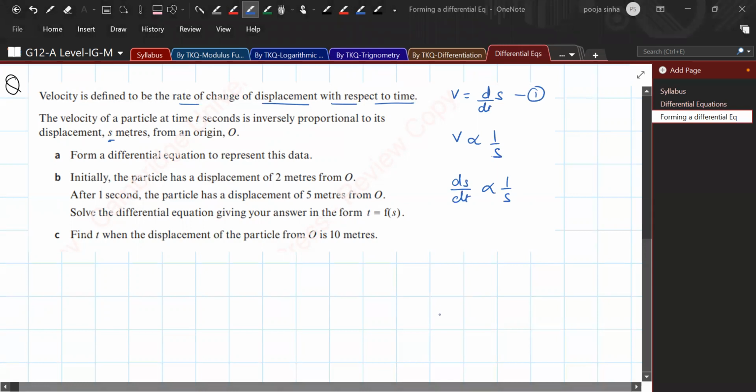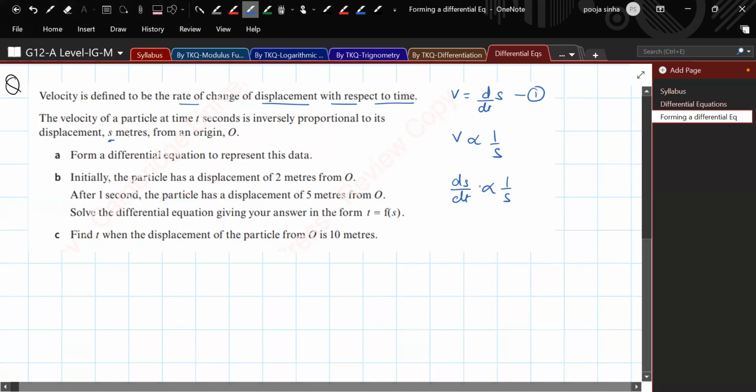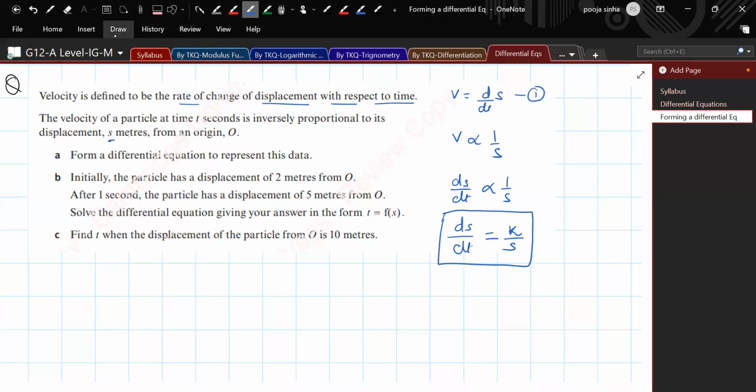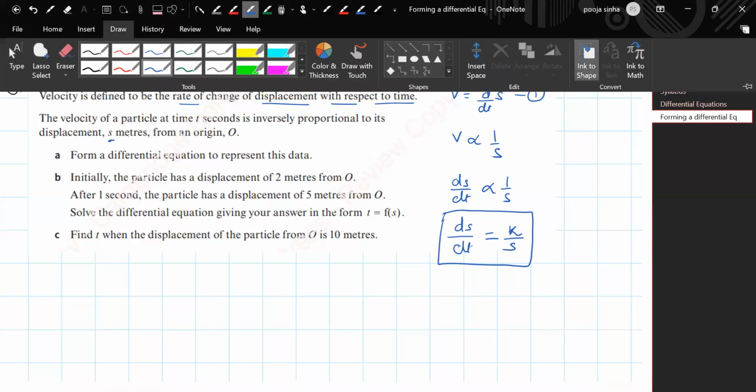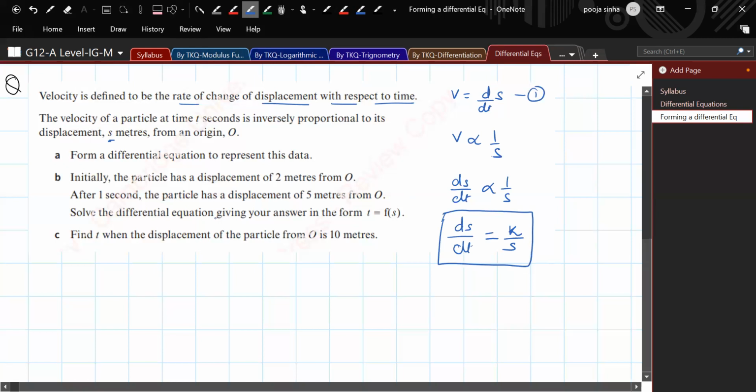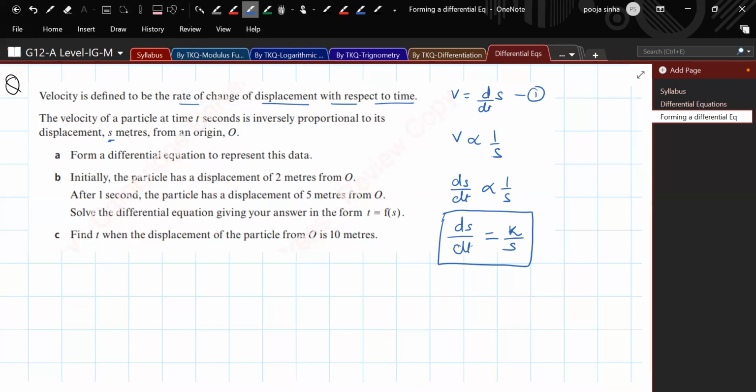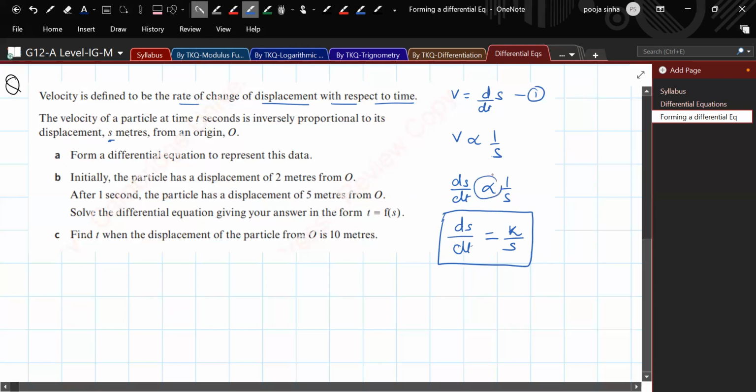Once that is done, we remove the proportionality sign. So it becomes ds by dt, and whenever you remove the proportionality sign, you put an equal to and a constant k upon s. That becomes your equation. Why do you put the k? Whenever there is a rule of proportionality, we can never go ahead with the proportionality sign. We can't solve a question with a proportionality sign.